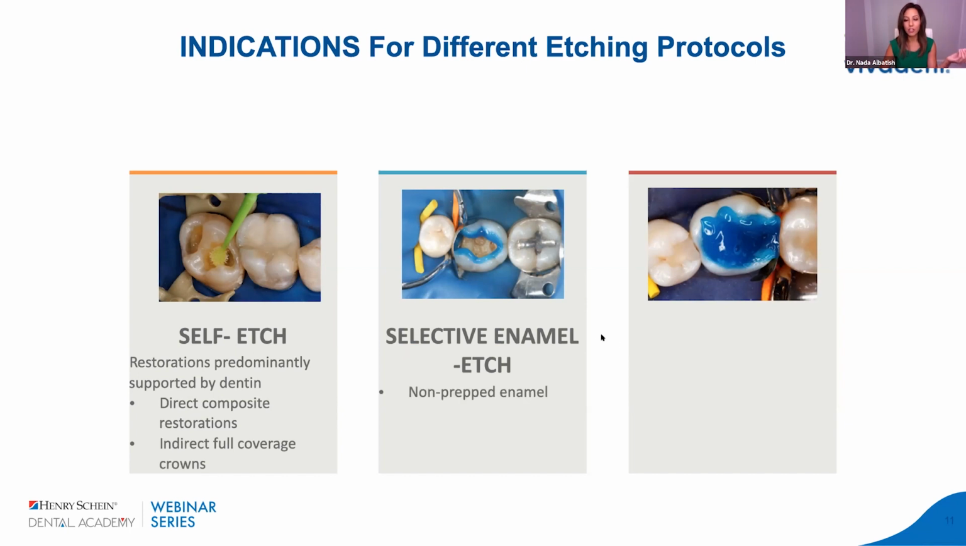For selective etch, you can use this on unprepped enamel. And think about it, if you haven't prepped your enamel, it means the enamel rods are not cut, right? So when this happens, you really need a 60-second etch on your enamel. So you may do selective enamel etch if you're doing like anterior teeth that are not prepped, right? You can also use this technique for direct restorations if you have a lot of dentin and you're worried about postoperative sensitivity. You can also use it for inlay and onlay.